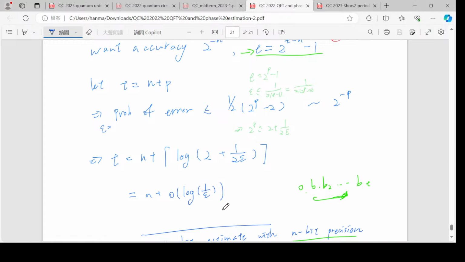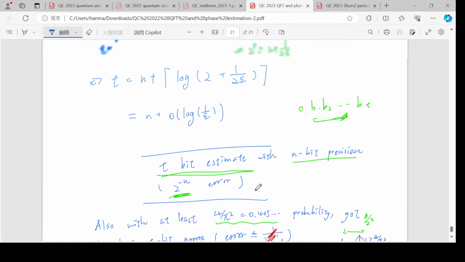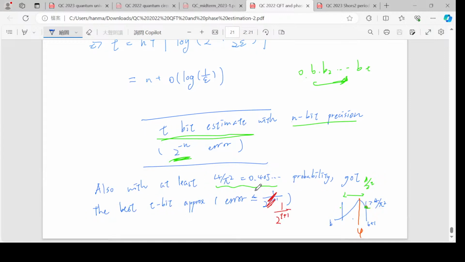Okay, and hopefully this is not too surprising to you. It depends on how much error you allow. If you want a higher precision, then you need more bits. But if you want a constant precision, then you add a constant number of bits, etc. And another way to do this.